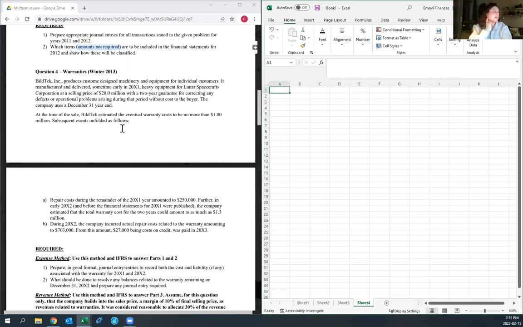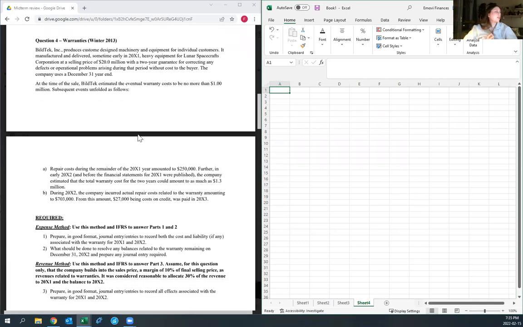Subsequent events unfolded as follows. Repair costs during the remainder of the 2011 year amounted to $250. Further, in early 2012 and before the financial statements for 2011 were published, the company estimated that the total warranty cost for the 2 years could amount to as much as $1.3 million. During 2012, the company incurred actual repair costs relating to the warranty amounting to $703,000. From this amount, $27,000, being cost on credit, was paid in 2013.